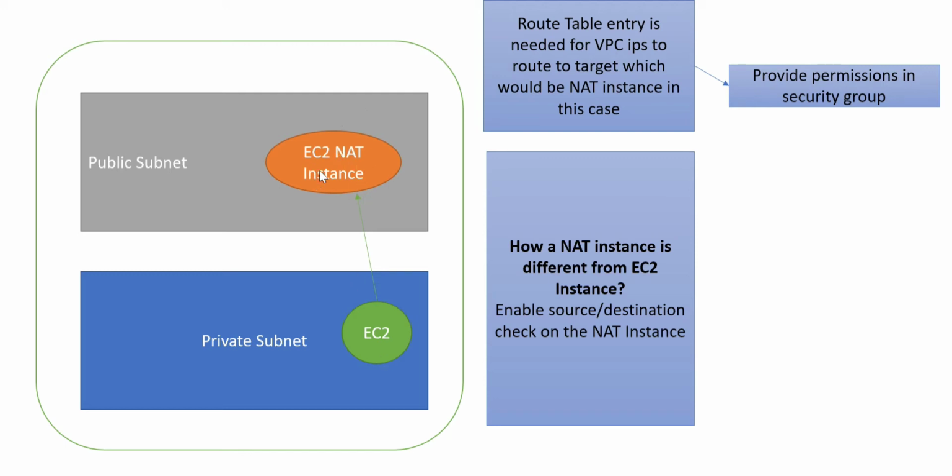How are these two instances different from each other? Why is one called a NAT instance? It is because the EC2 instance on the public subnet has the source destination check set, which makes it a NAT instance. Let's look at a screenshot where you can understand how the source destination flag is checked.